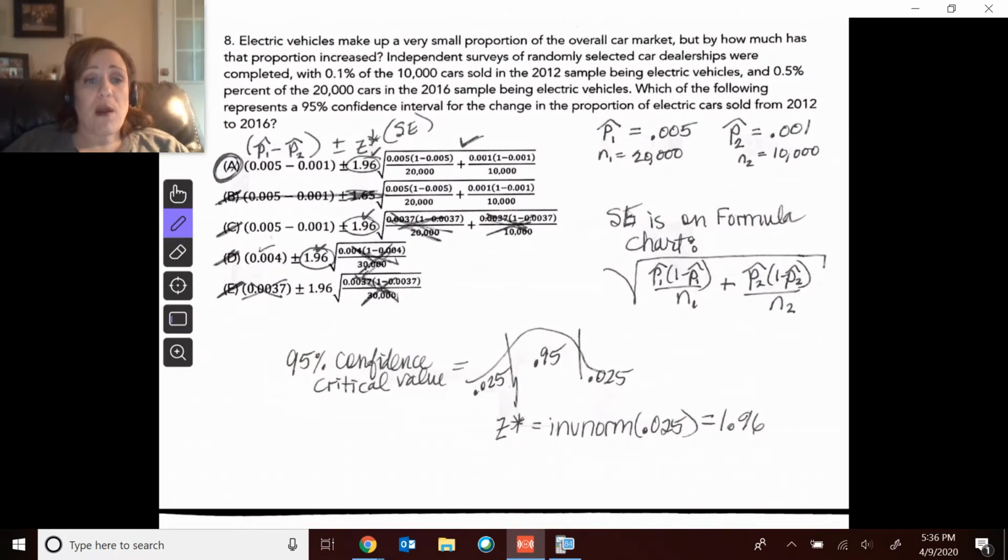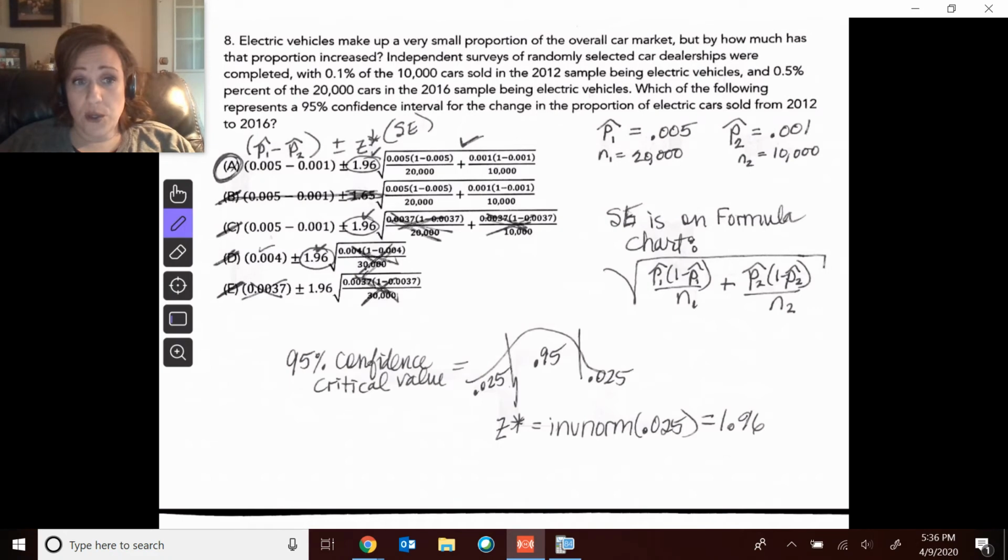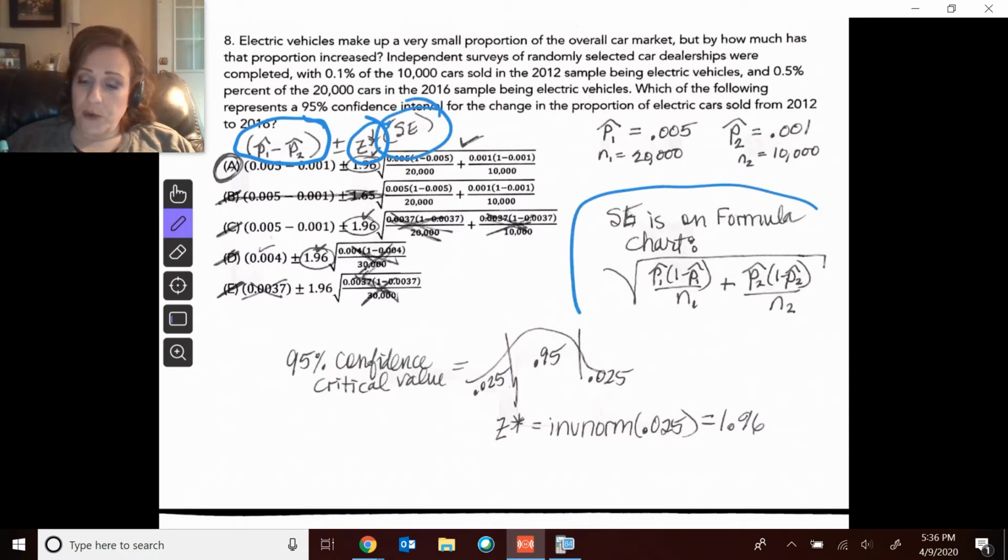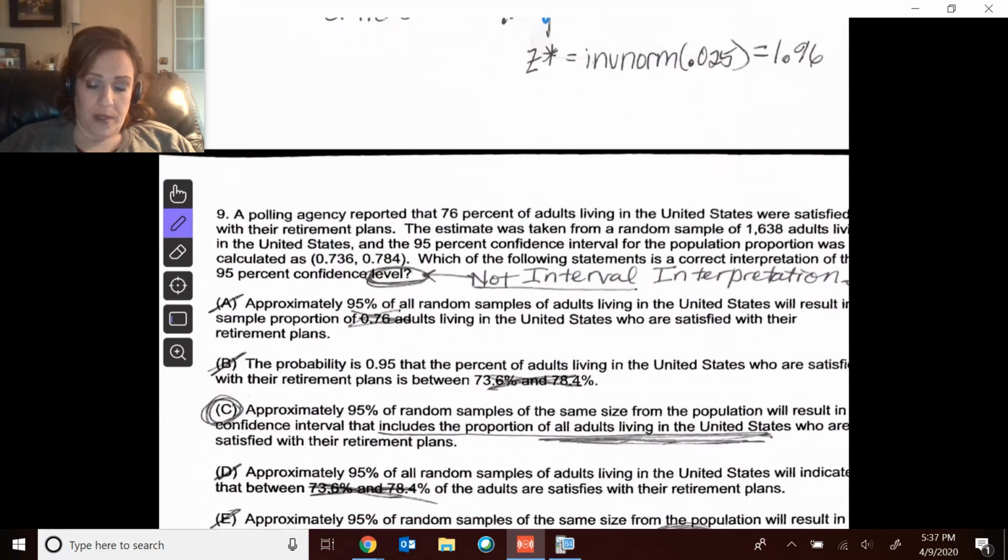Number 8 is very similar to a problem I went over earlier with you about the 2 proportion interval. There was the statistic, the difference in the 2 proportions, plus or minus the critical value, and then this thing on the formula chart, the standard deviation for those two proportions. My critical value was based off of 95% in the middle, so inverse norm of 1 minus the tail. That's how I got 1.96. A was the answer there.